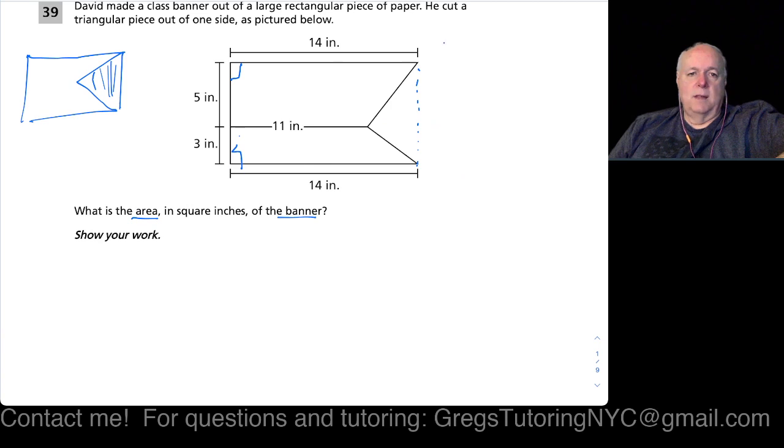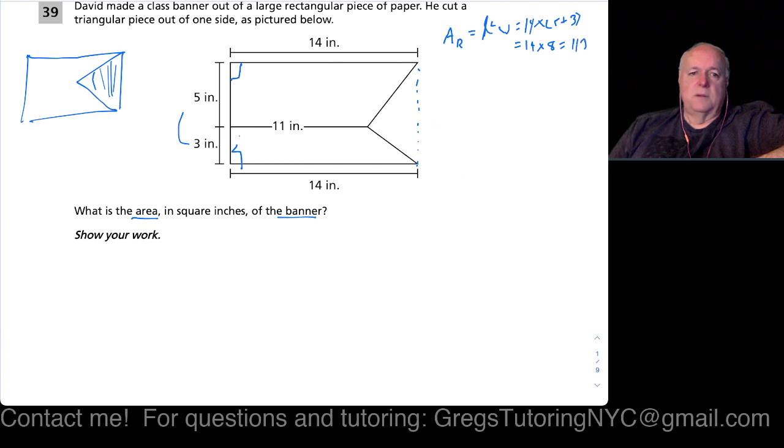The area of the rectangle, okay, that's equal to the length times the width. So that's equal to 14 times 5 plus 3. Okay, so it's equal to 14 times 8. Okay, and that's equal to 80 plus 32. Is that 112?